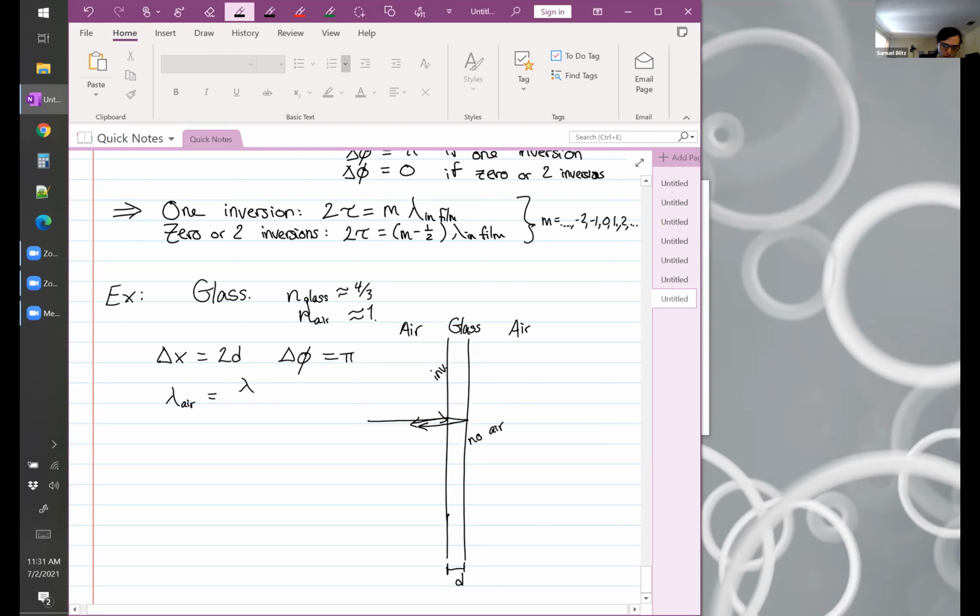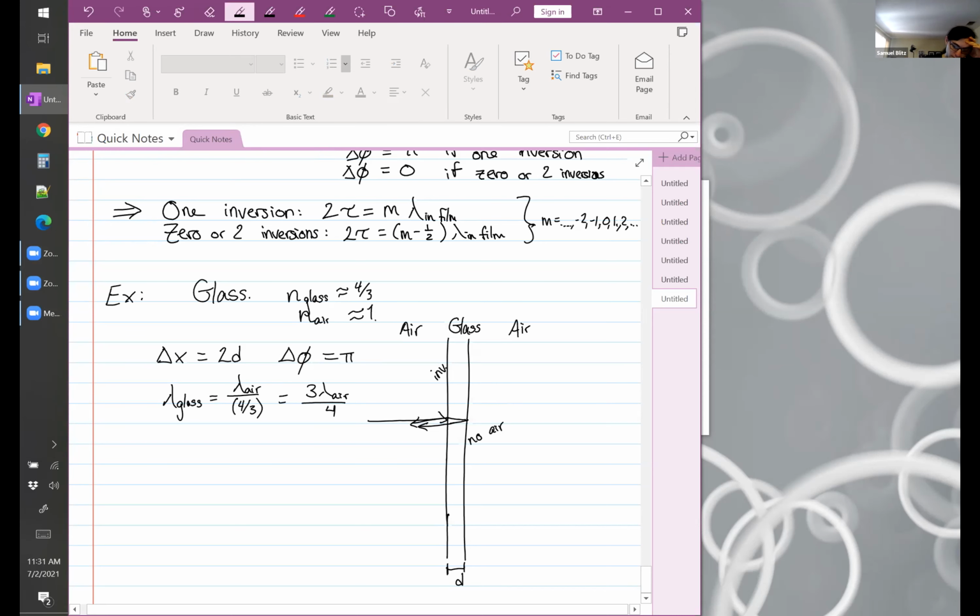So what about the wavelength in the air? Well, this would just be the wavelength in the glass. The wavelength in the glass is the wavelength in the air divided by 4/3, which is the index of refraction of the glass. We're assuming that the index of refraction of the air is 1. Otherwise, you would need an n for air up here. But we're assuming it's 1. So this should be equal to just 3 lambda air over 4.